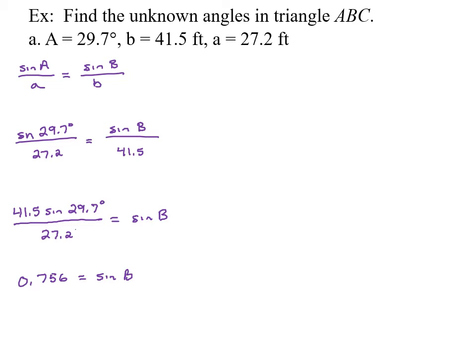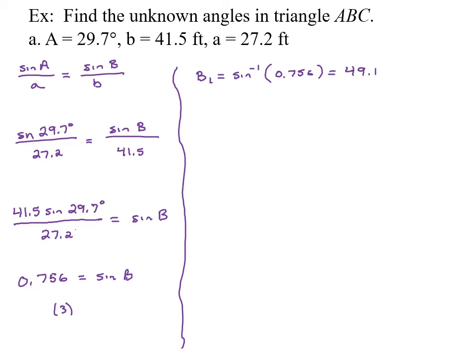So since it's between 0 and 1, I'm on that third option. Could be one B value, could be two B values. So I have to assume there are two. If there is one, which I know there is one, I have to do sine inverse of that number. So I'm just going to take my calculator and go second sine, enter, and I'll get about 49.1 degrees. If there is a second value for B, it would be 180 minus 49.1. So if I did 180 minus 49.1, I would get 130.9.